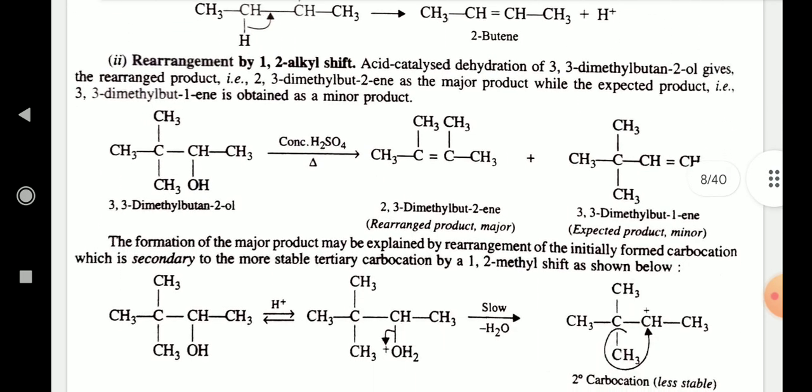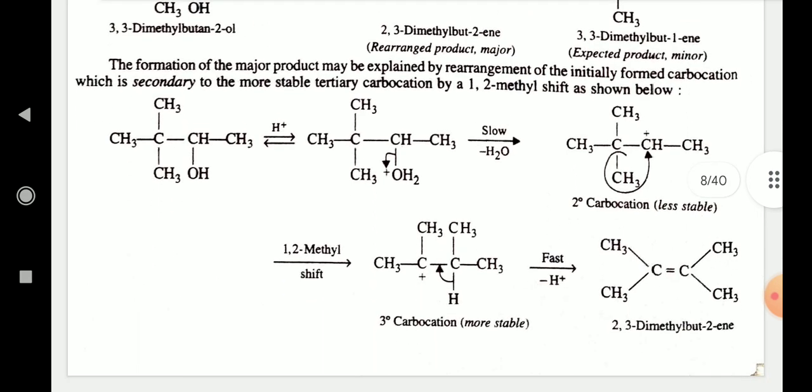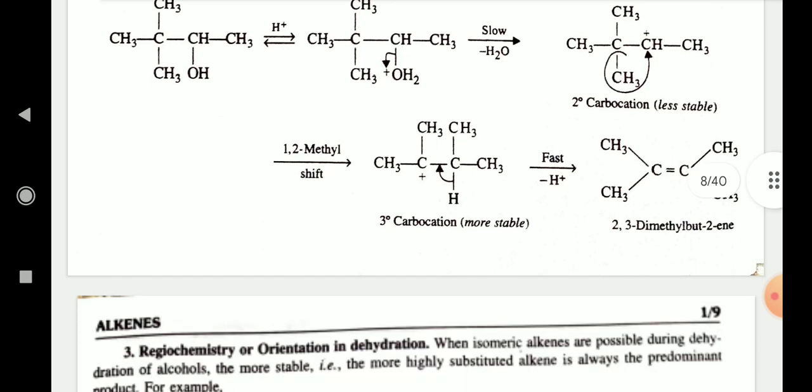Second is rearrangement by 1,2-alkyl shift. Acid catalyzed dehydration of 3,3-dimethylbutan-2-ol gives the rearranged product, that is 2,3-dimethylbut-2-ene, as the major product, while the expected product, that is 3,3-dimethylbut-1-ene, is obtained as a minor product. The formation of the major product may be explained by the rearrangement of the initially formed carbocation, which is secondary, to the more stable tertiary carbocation by a 1,2-methyl shift.